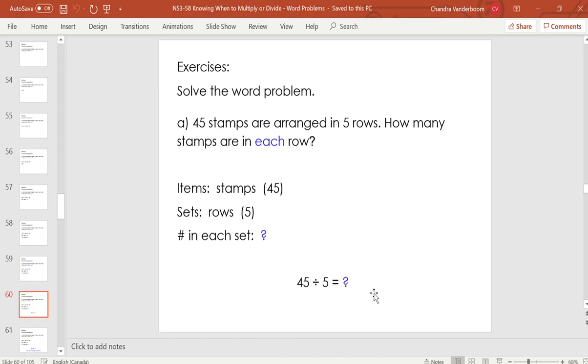Let's skip count. Fist up. Ready? 5, 10, 15, 20, 25, 30, 35, 40, 45. That should be 9. So our answer is there are 9 stamps in each row.